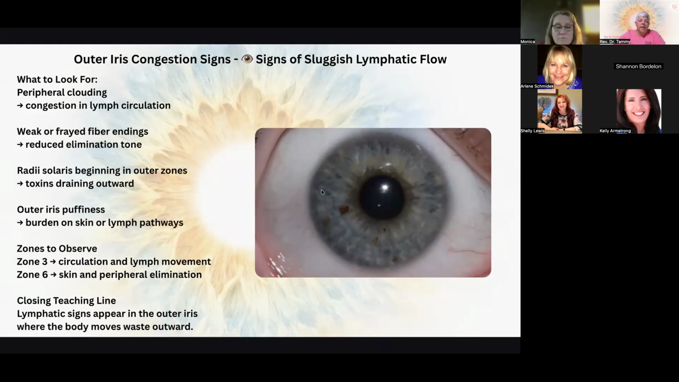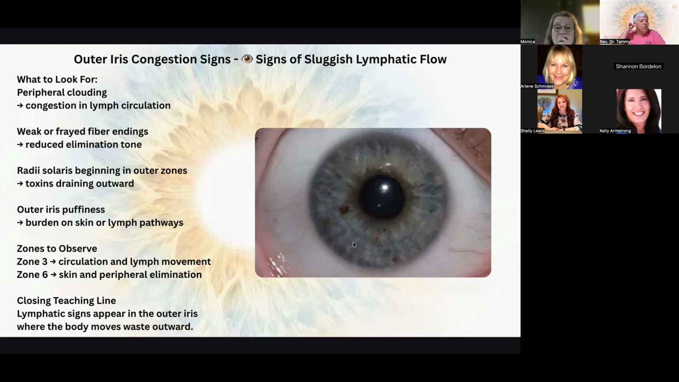Radii solaris beginning in the outer zone. This one doesn't really have any. So that would be toxins draining outward. But it does have, right around the pupil, that brown, it's like a star. Yeah, that's in the gut. That's okay, not radii solaris. Yeah, not the same.